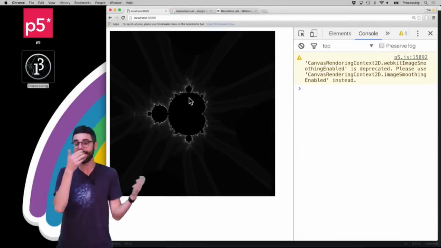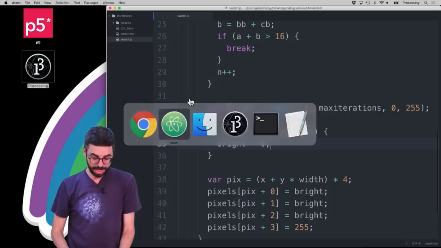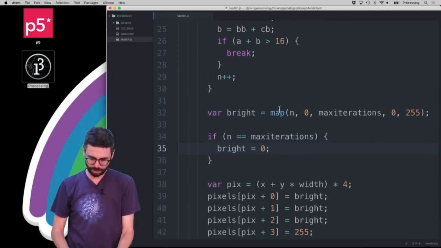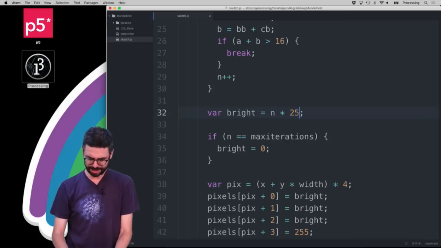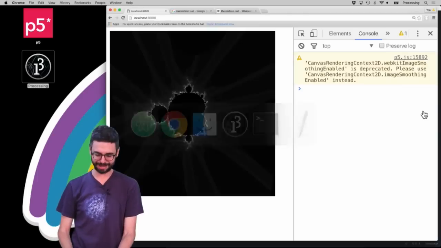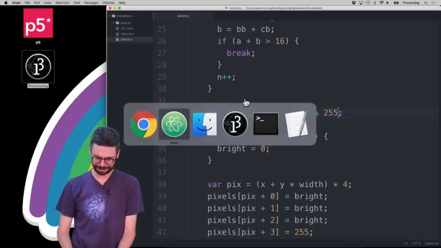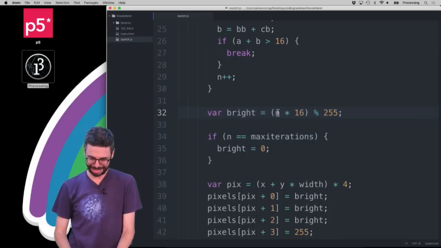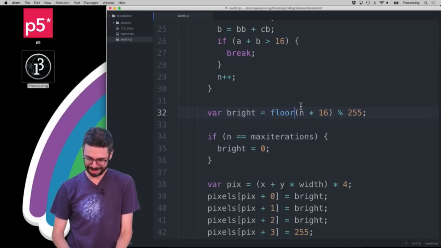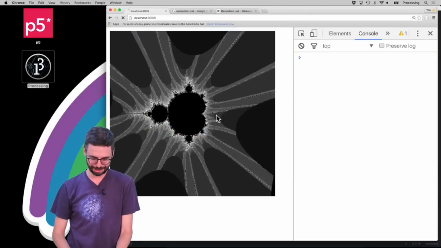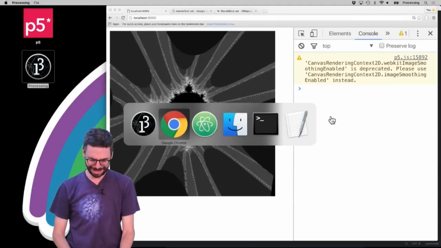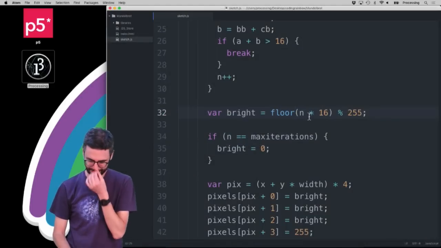There are so many different ways you could color stuff. Here's one way, using this mapping. Another thing I could do is say n times 16, modulus 255, so I recycle back down to 0, and you can see that looks kind of interesting. I don't know what good that did, and maybe I need to floor that for it to look like what I want it to look like. I thought this was how I colored it in a previous thing.